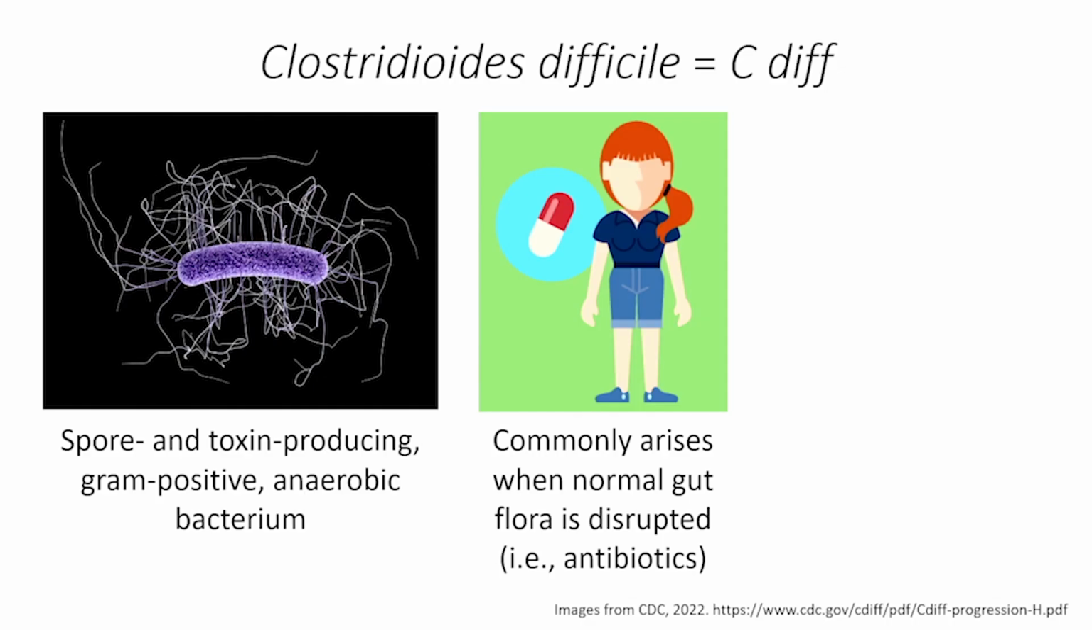This commonly arises when the normal gut flora is disrupted, as in the case of antibiotics, which may be used for a urinary tract infection, pneumonia, skin infection. While the antibiotics are useful in treating that particular infection, they can also disrupt the gut microbiome, and harmful bacteria such as C. diff can take over the colon and cause infection.